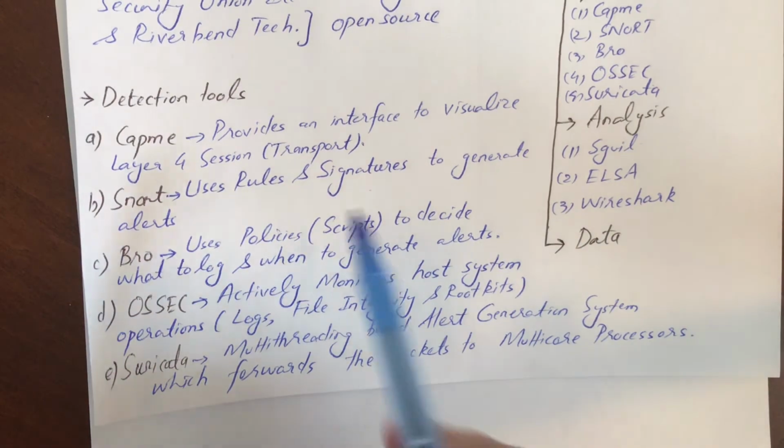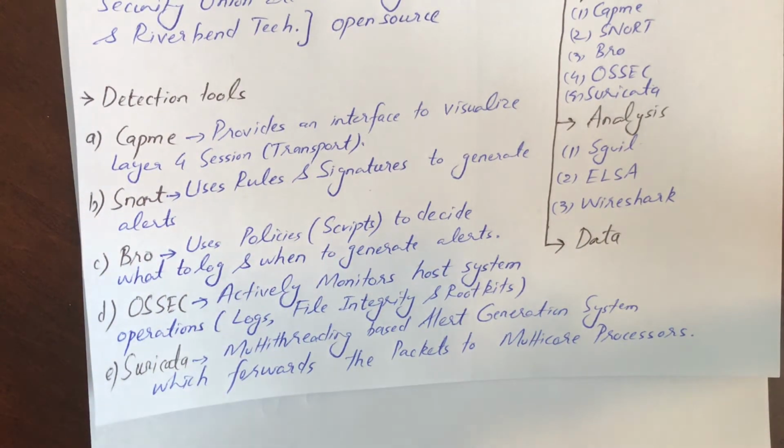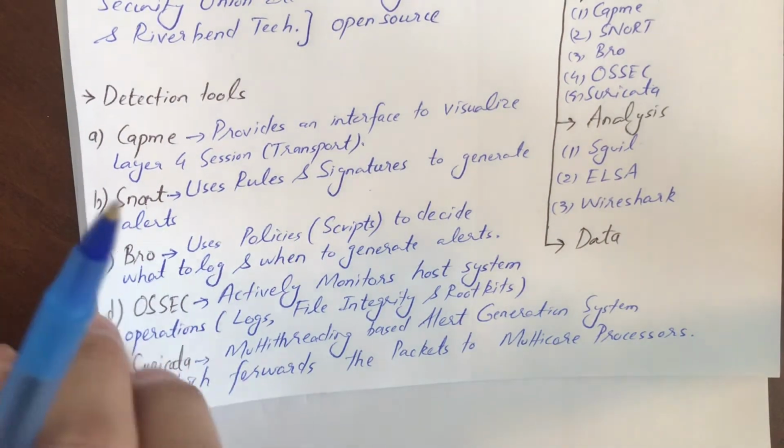CapMe, as you can see down here, is not basically alert generation, just a visualization tool for layer 4 visualization. In fact, SNORT, Bro, OSSEC, and Suricata, these 4 are basically alert generation tools. Now let's talk about the analysis, like what Sguil does, or what ELSA does, and Wireshark.